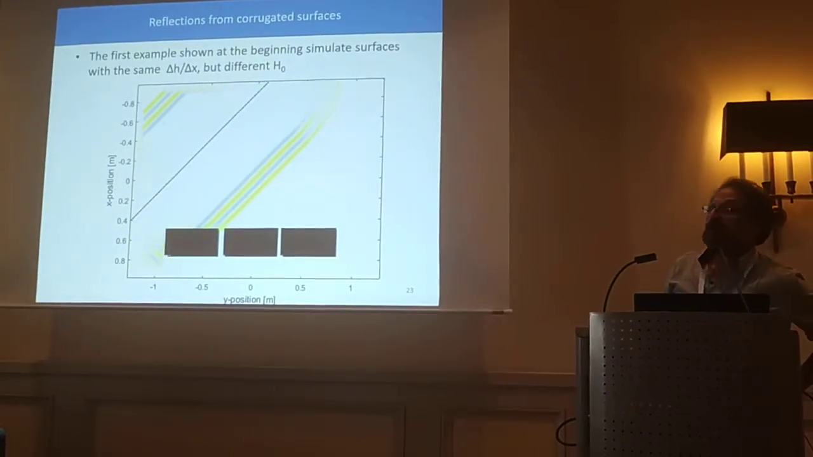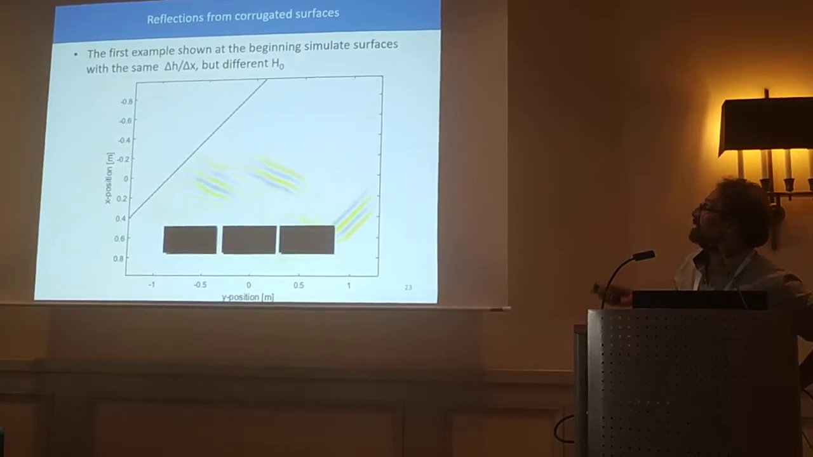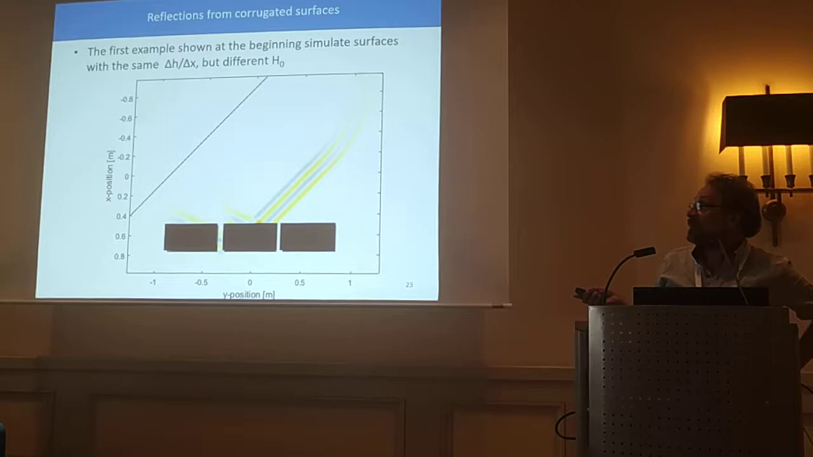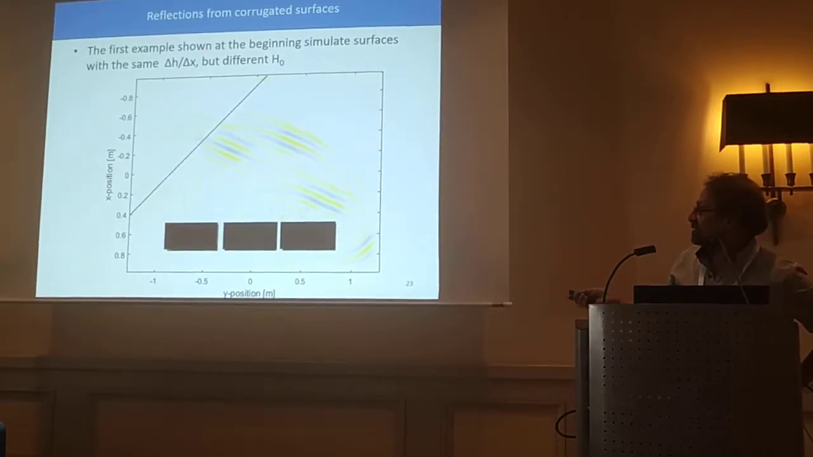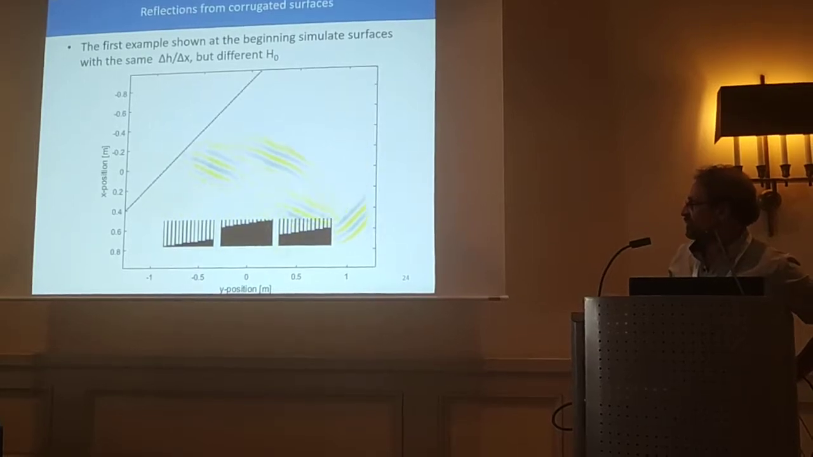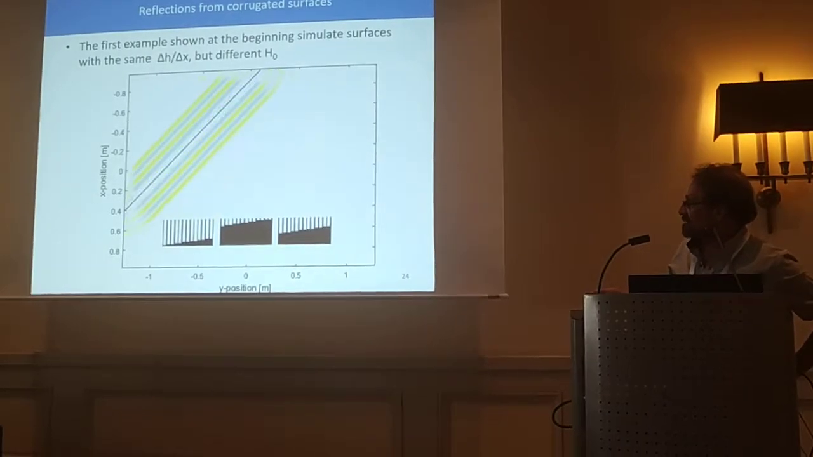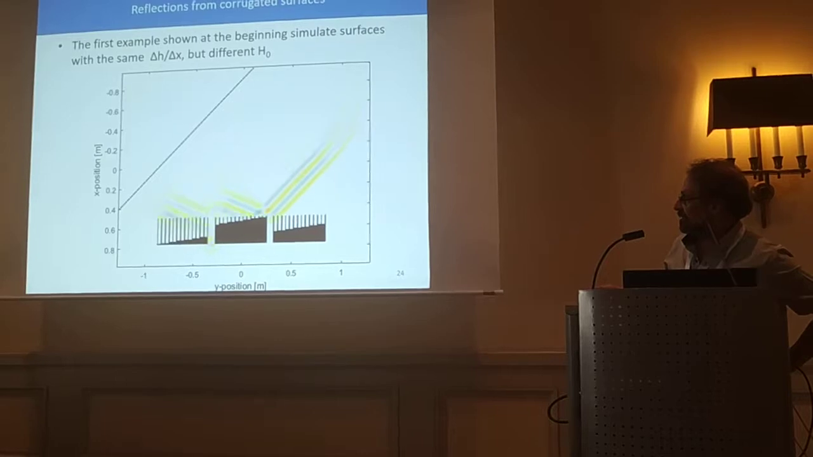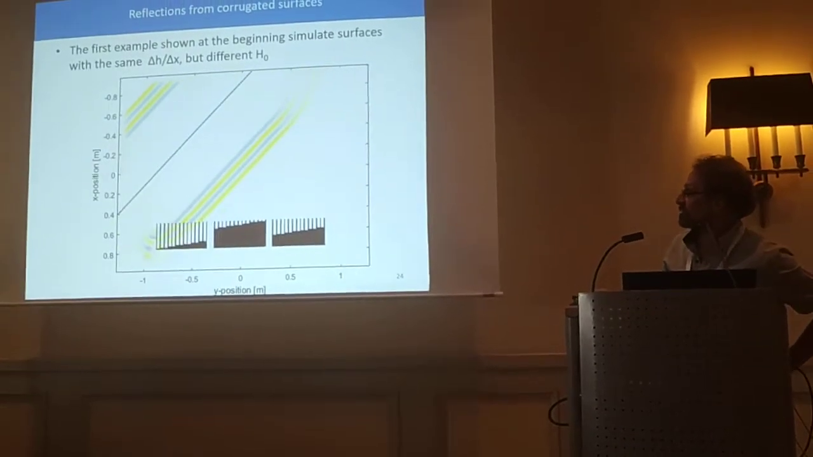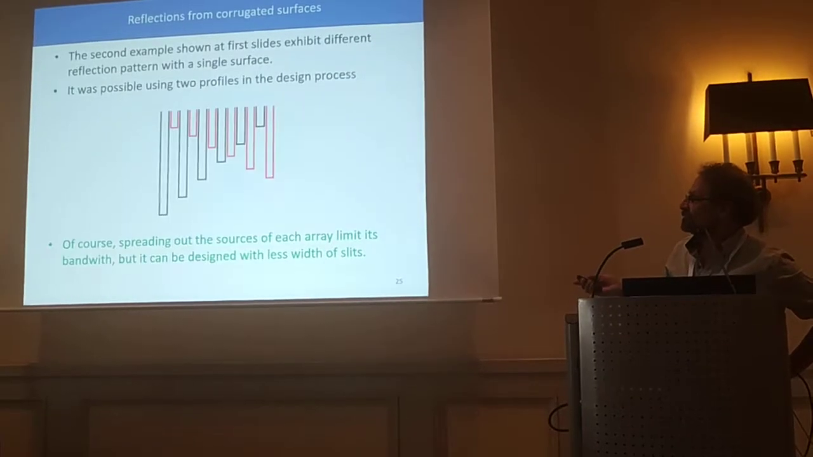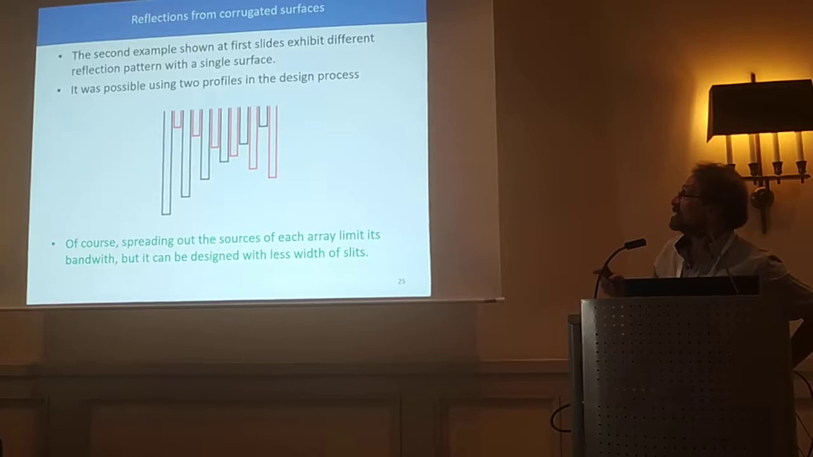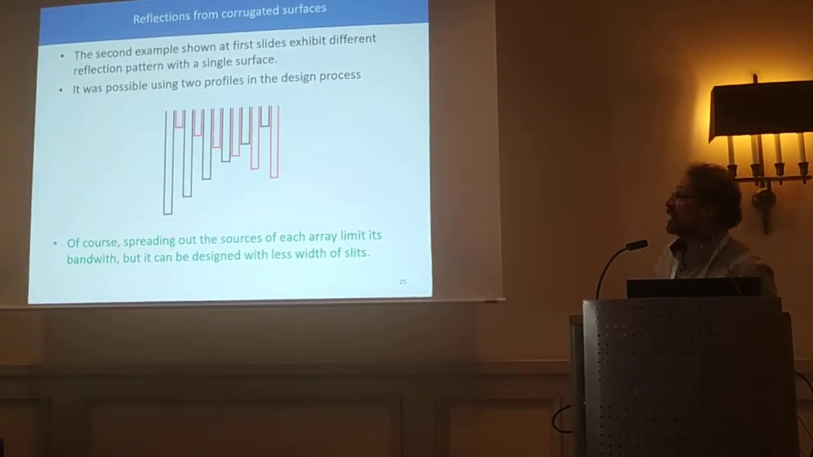The first example shown at the beginning simulated surfaces with the same gradient profile but different H0. Here are the profiles. And in this case, it's evident that the reflection delay comes from the borders of the surfaces. The second example, shown at first slides, exhibits different reflection patterns.